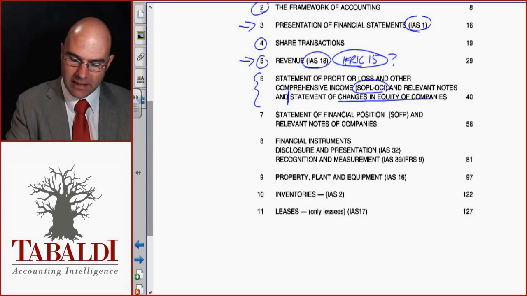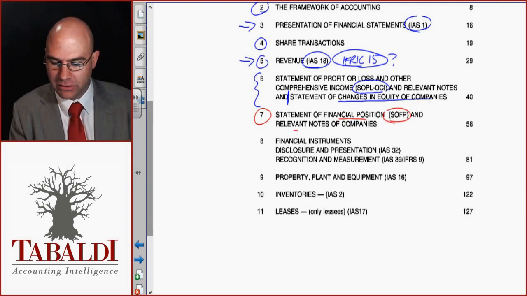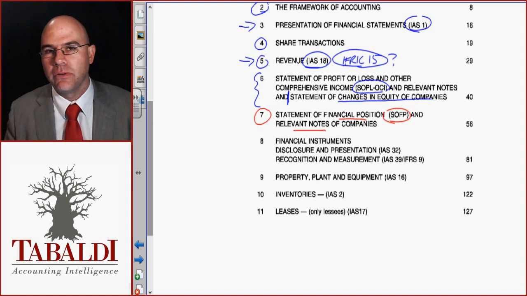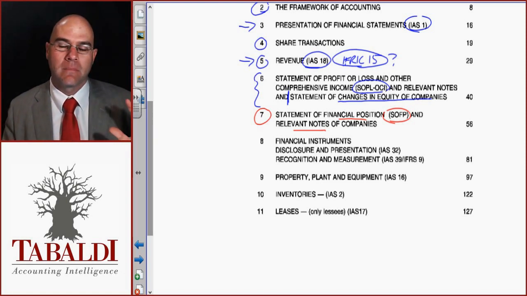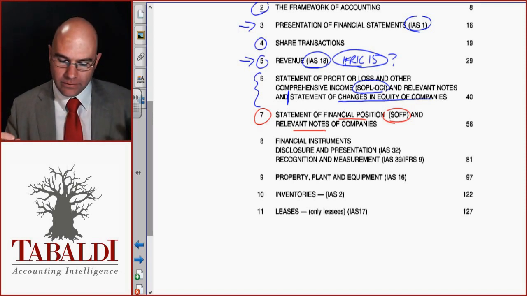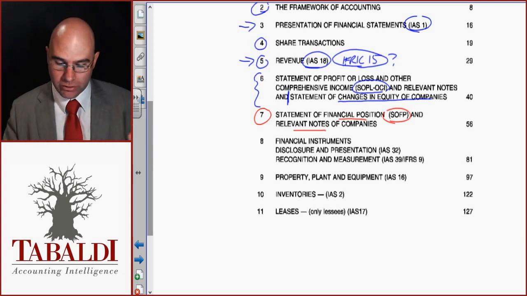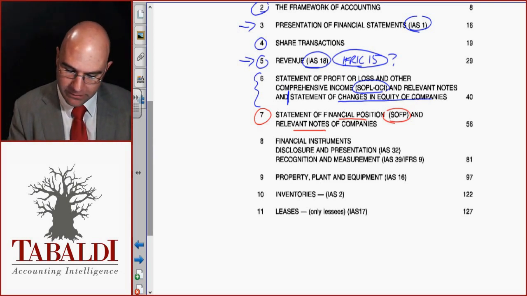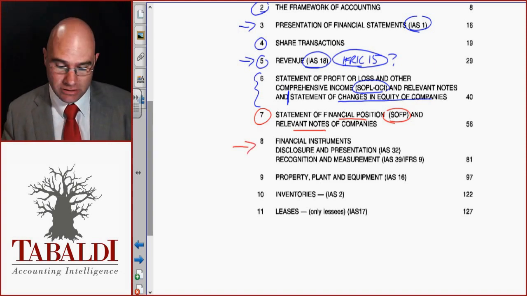Then we're going to look at the statement of financial position, SOFP, and relevant notes. Yes, you must know a high-level review of what notes need to be done, and rather be a little bit too notes-driven than not enough right now. Then from there, we're going to delve down into specific areas in more detail for notes. So specifically for financial instruments, that is a statement of financial position issue.